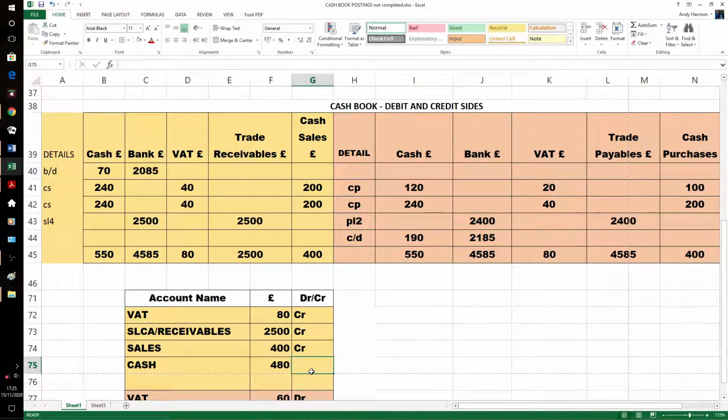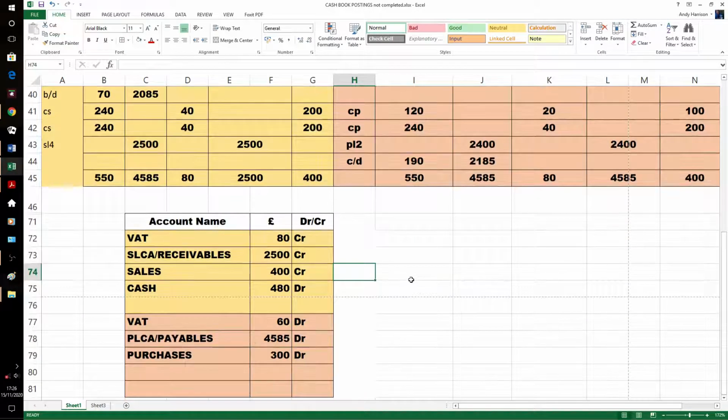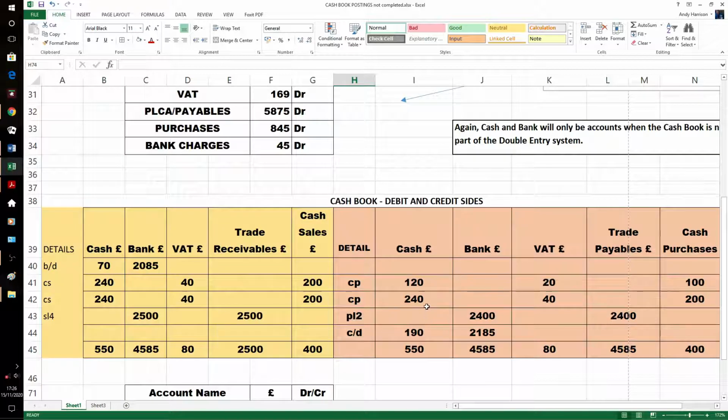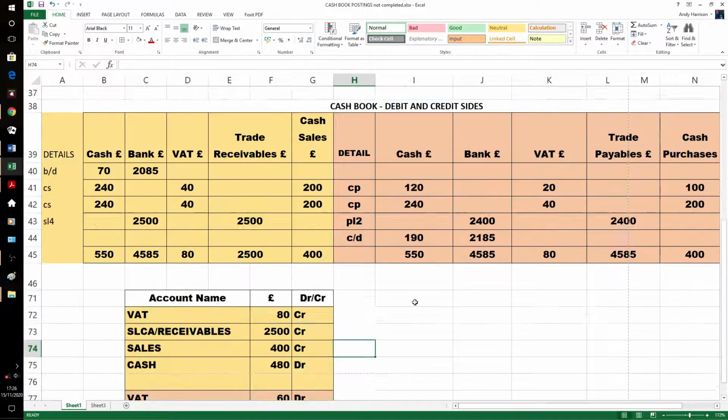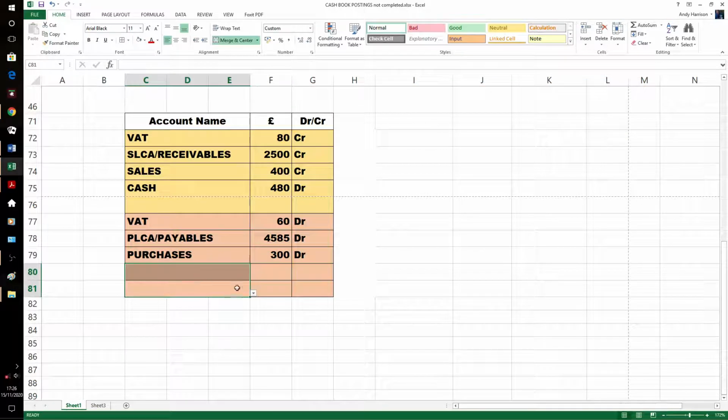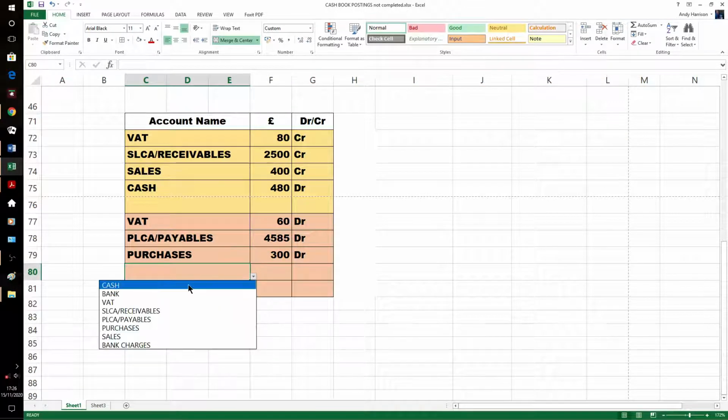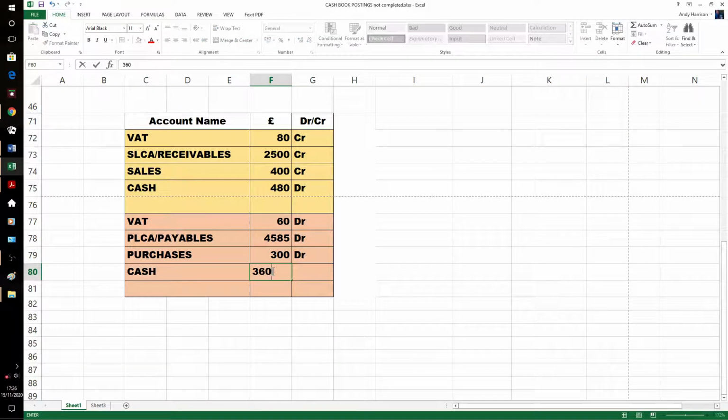And we need to show that in our cash it's now a debit entry. And on our credit side, our cash, we haven't spent 550, we've actually spent 360 because the 190 is carried down. So we need to show that we have spent £360 cash. And that makes that a credit entry.